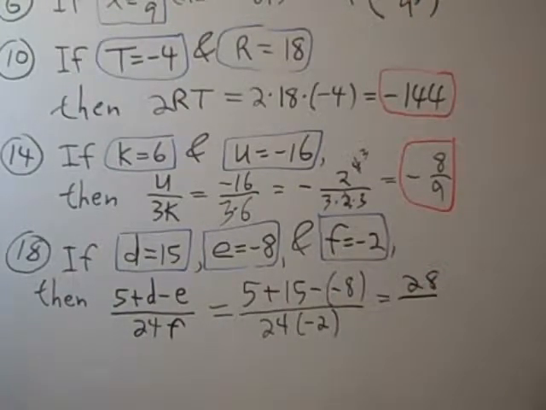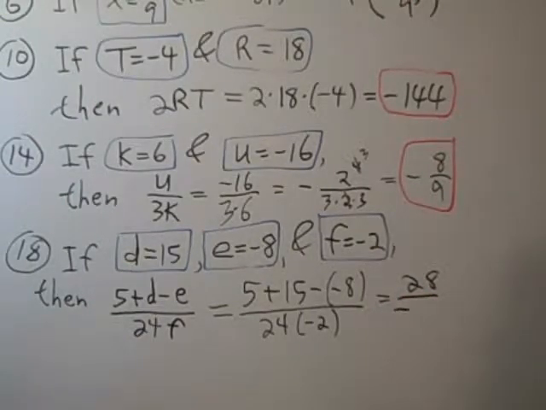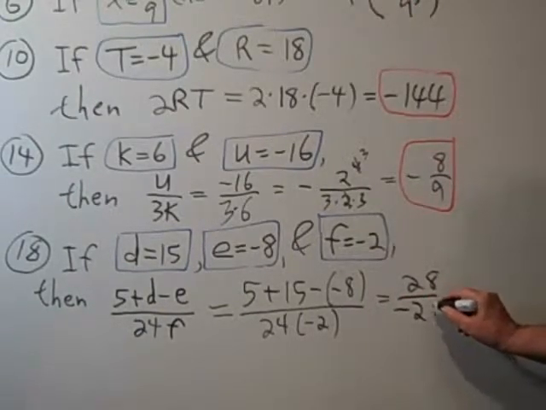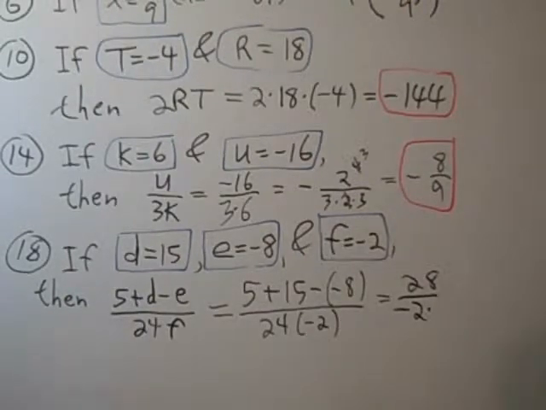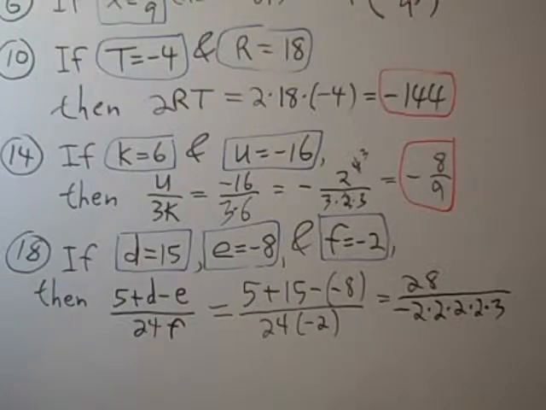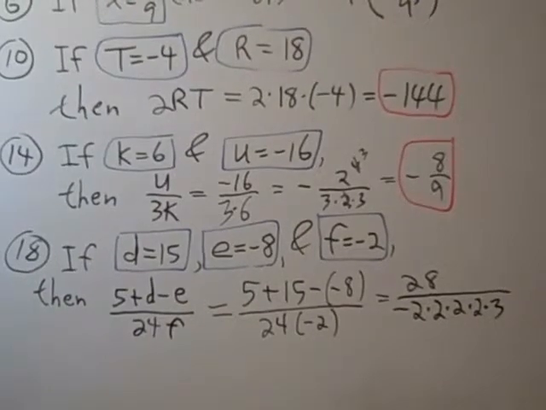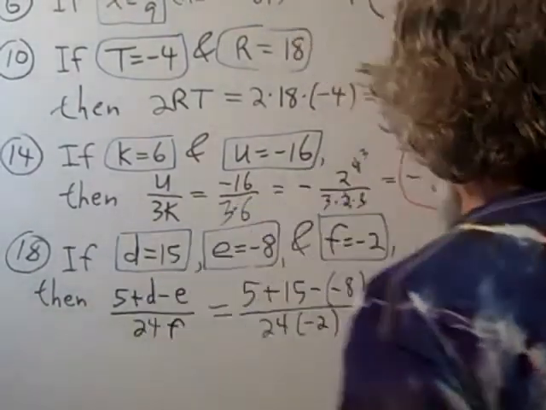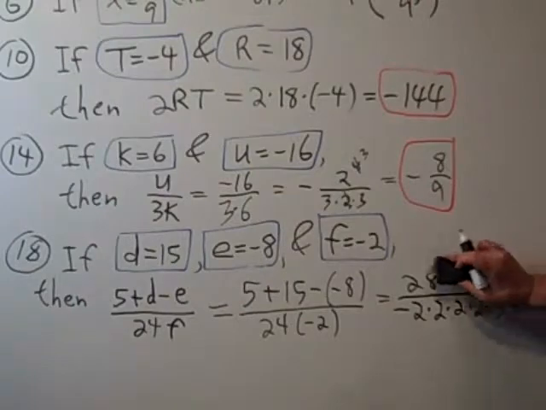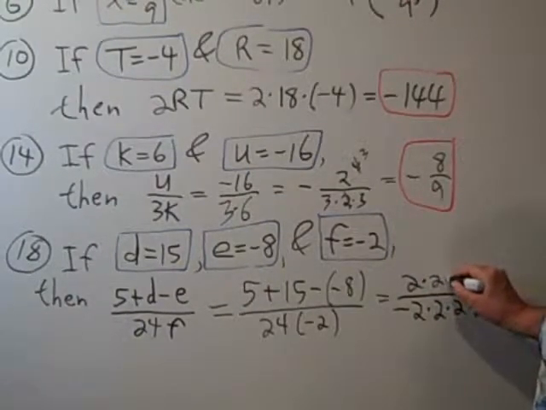And in the denominator it's 24 times negative 2, so it's negative, well, we need to cancel stuff out. 24 is 2 times 12, and 12 is 2 times 6, and 6 is 2 times 3. So if we factor it completely, we get that. And then we'll factor the numerator as well. 28 in the numerator is 2 times 14. And 14 is 2 times 7.